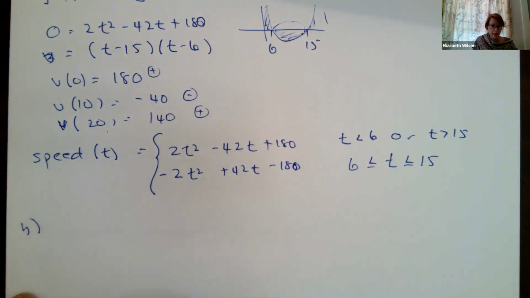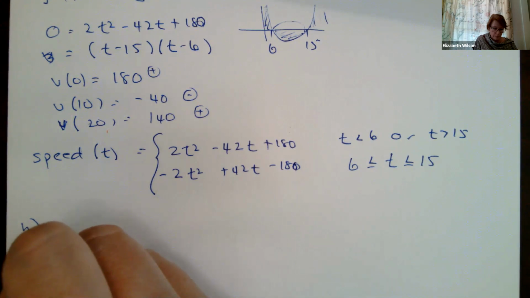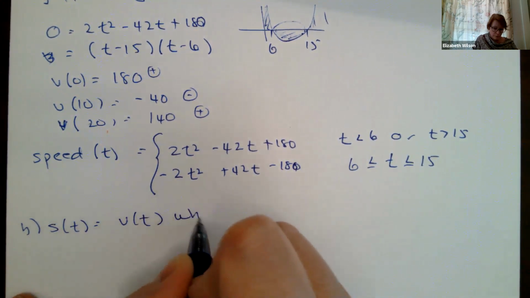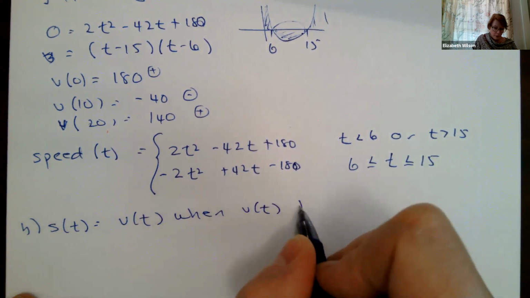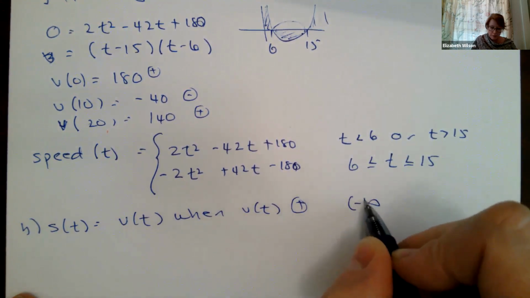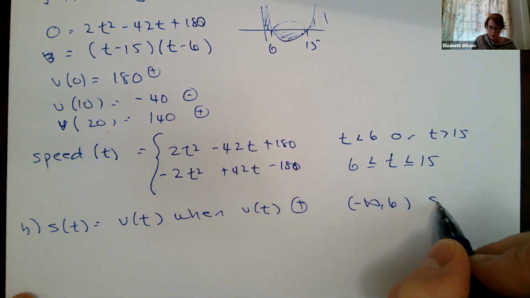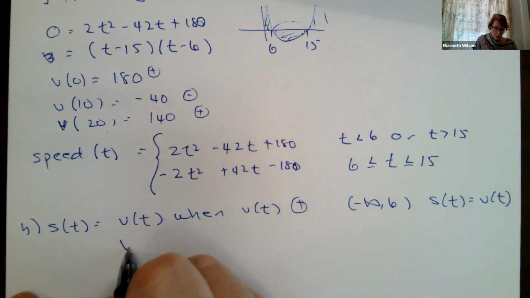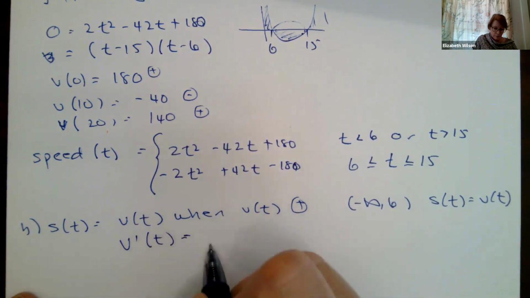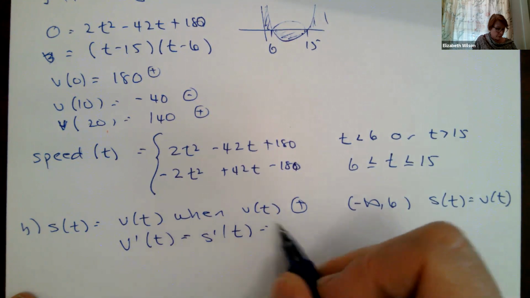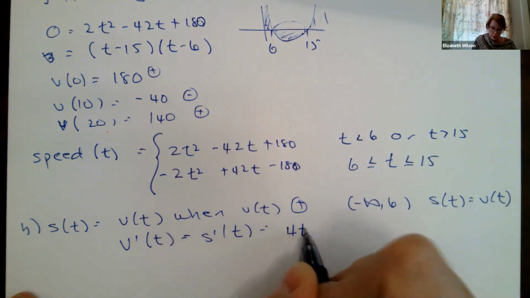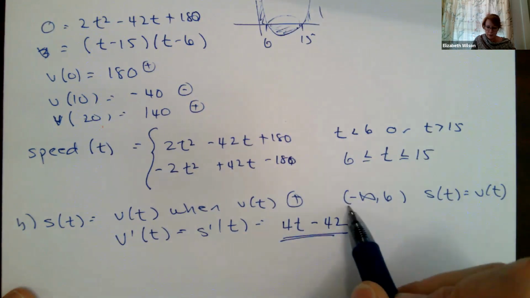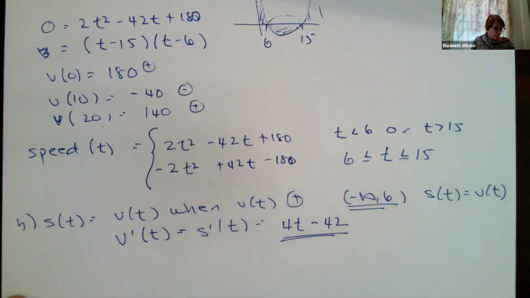Part B says, what's the rate of change of speed? So speed of t equals v of t when v of t is positive. So minus infinity to 6, right? My speed is equal to the velocity. Okay, so then my rate of change is going to equal 4t minus 42, within that interval here. Okay, that's where it's positive.